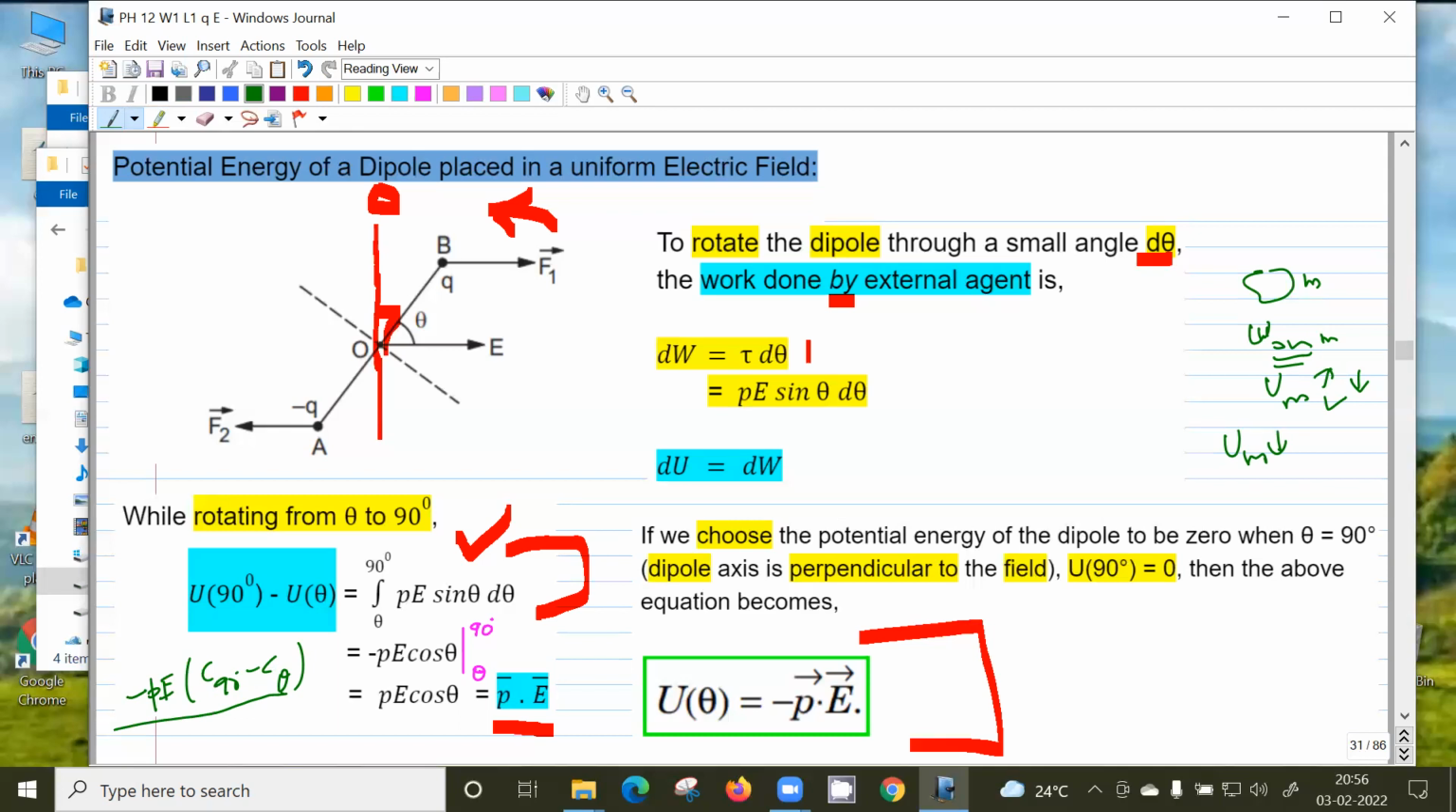In the reverse direction, the integral of sin theta will become minus cos theta. So now it's clear. This is the result you have to remember.